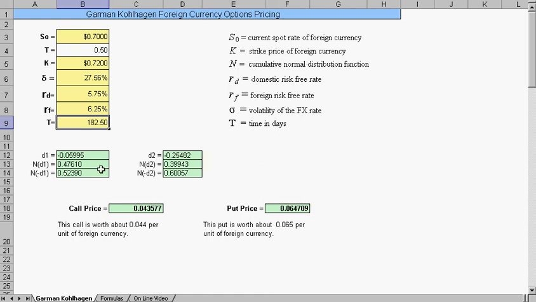And time. Here is D1 from our formulas on the previous tab over here. And here's D2. There's the normal distribution, N of D1, N of D2, and the negative, the inverse. Here's the call price, and here's the put price.